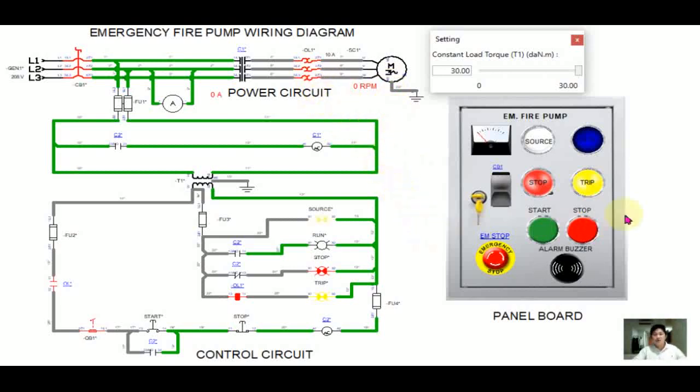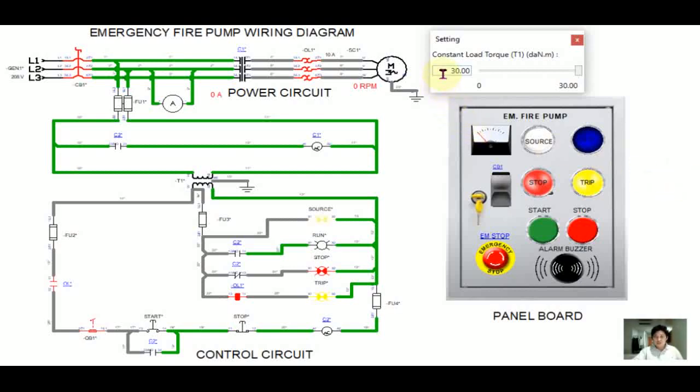This is very important. Recently I had a GS pump on board ship, and my port engineer and electrician reported to me that the GS general service pump motor is burned. The control circuit and the power circuit were not working properly. So I reported to the company. This is very important, that your control circuit and power circuit operate properly to protect the machine.